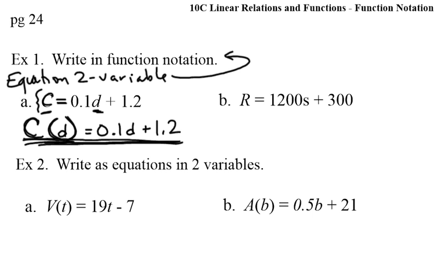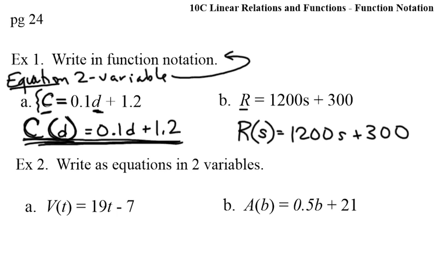This equation with two variables tells us that r is 1200s plus 300. Well, function notation would tell us we want the r value for a specific s using 1200s plus 300. All we're doing going from equation to function notation is taking our variable and writing it as a function, r at s. We still want the r value given a specific s value.